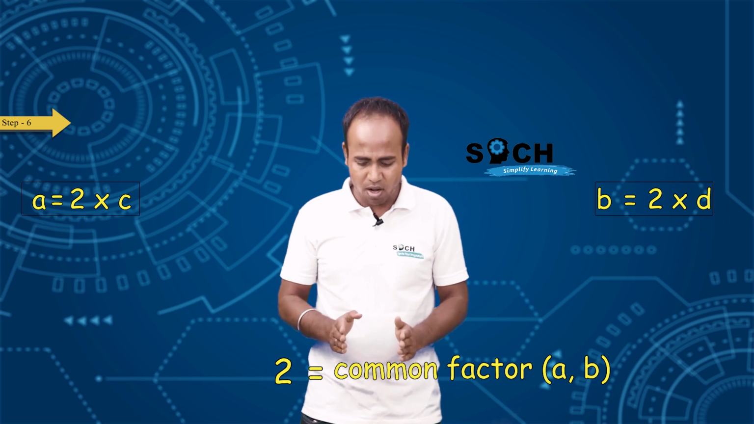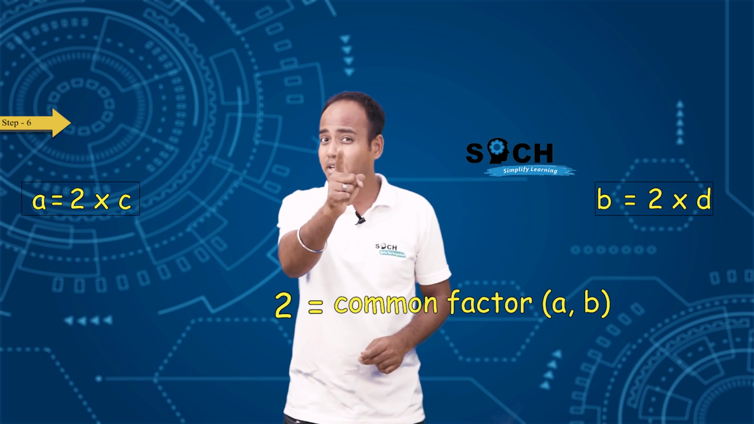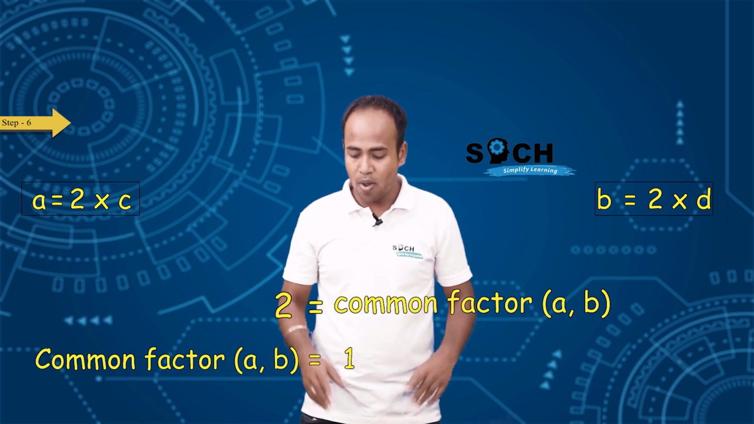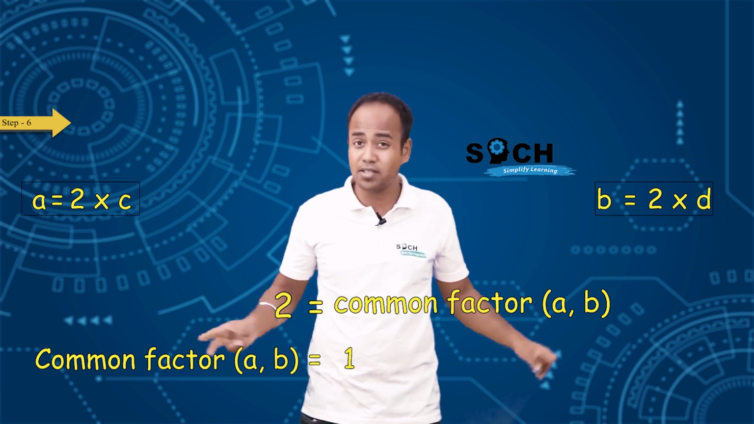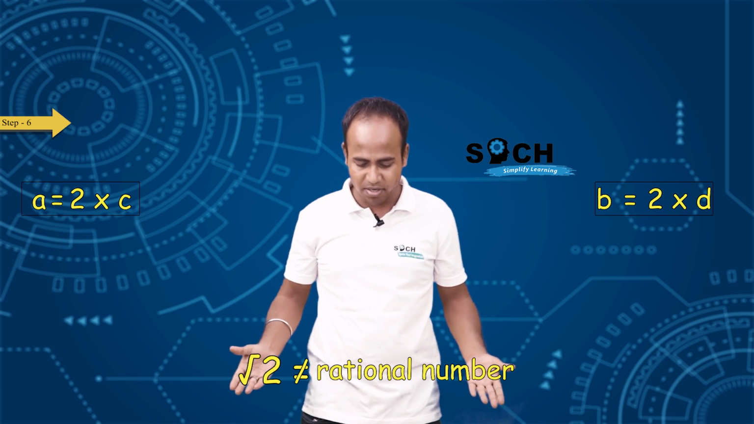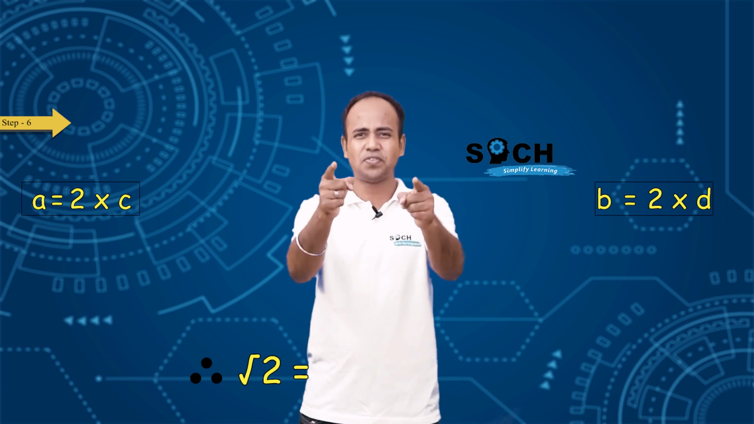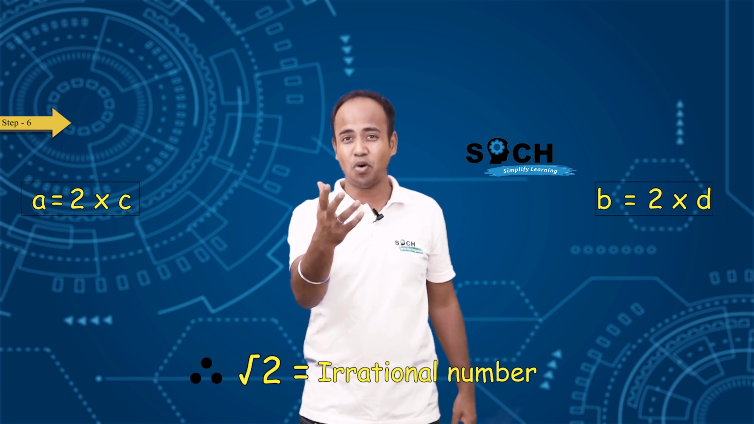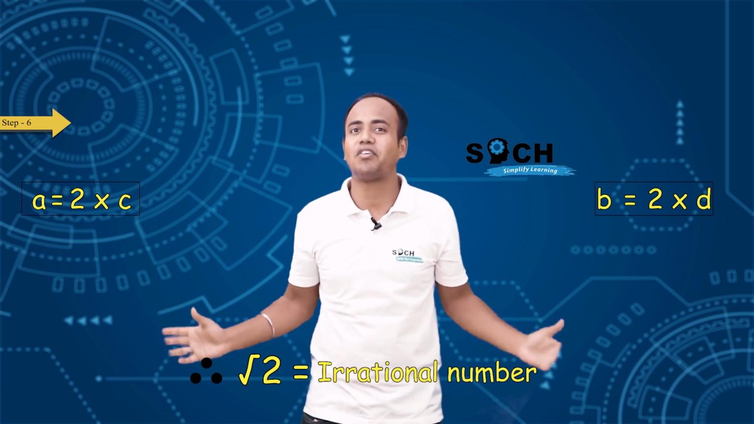If 2 is the common factor, what was our assumption, if you recollect? That the common factor between A and B is 1, whereas the common factor between these two is 2. Therefore, our assumption is wrong. Therefore, root 2 is not a rational number, and therefore the proof says that root 2 is an irrational number, getting proved by this method of contradiction.